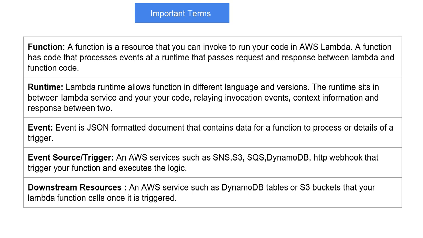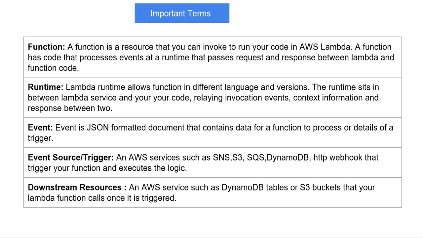That is the point. Downstream resources: let's assume we uploaded a file on S3 storage, or we updated or inserted a new record in a DynamoDB table. Based on that, we have to trigger a Lambda function, and that Lambda function is about to update another table, send some email communication, or do some other activity based on that input.